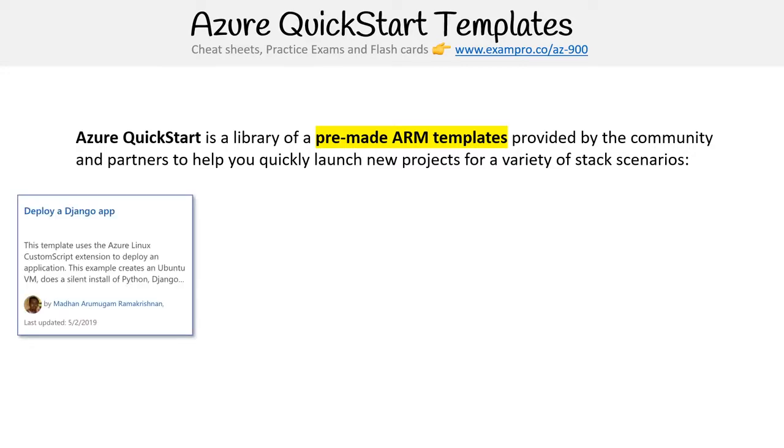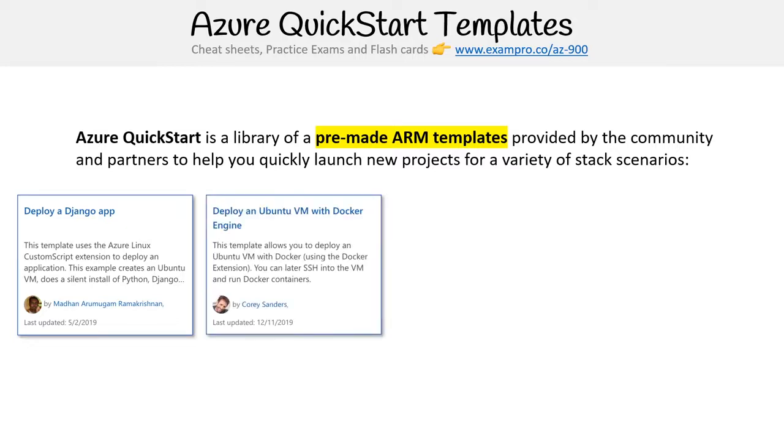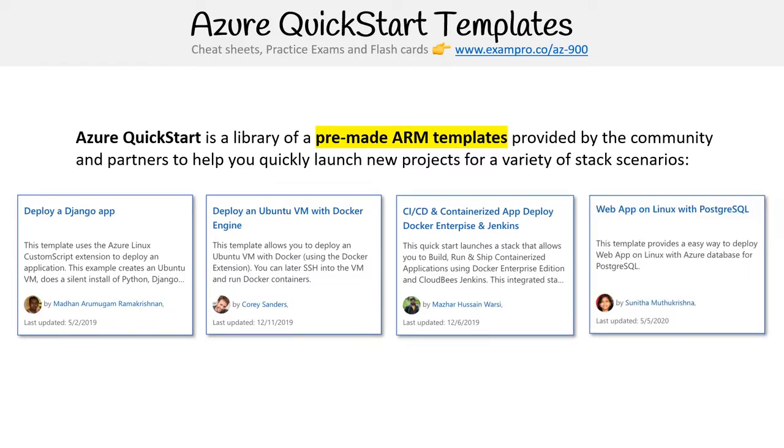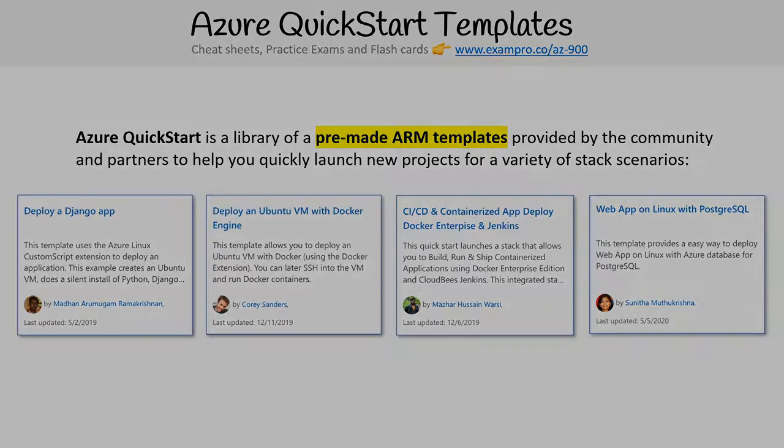So you could go to the Azure Quick Start and let's say you wanted to deploy a Django app. And I think it's also vendors and also community contributed scripts. So if you want to deploy a Django app, you could use that Quick Start. If you wanted to deploy Ubuntu with a Docker engine, you could use that script. If you wanted a CI/CD containerized app with Docker Enterprise Jenkins, you could use that script. And if you wanted a web app that was running Linux with Postgres, you could use that script. So it's just a quick way of getting started.